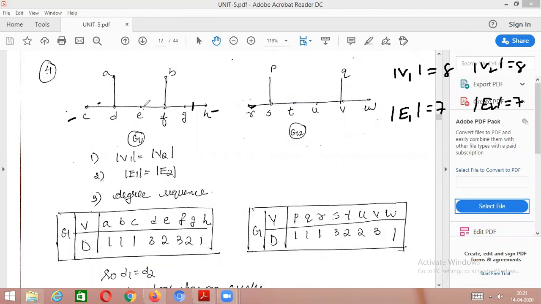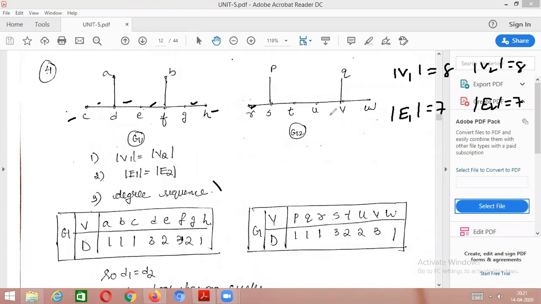Next E. How many edges? 2 edges. 1, 2. Next F. How many? 3. Next G. G, how many? When you come to the G, 1, 2. H, how many? When you come to H, how many edges here? For H, only one edge. So therefore degree is 1.